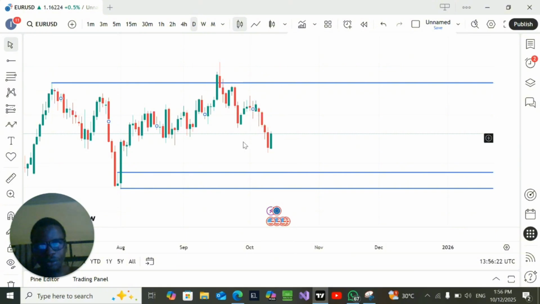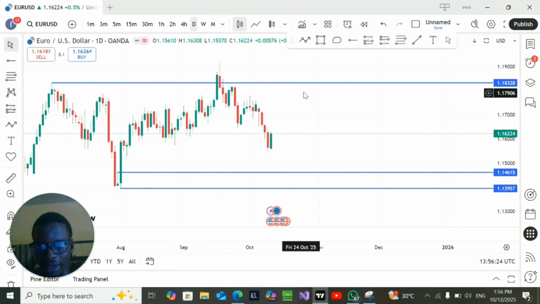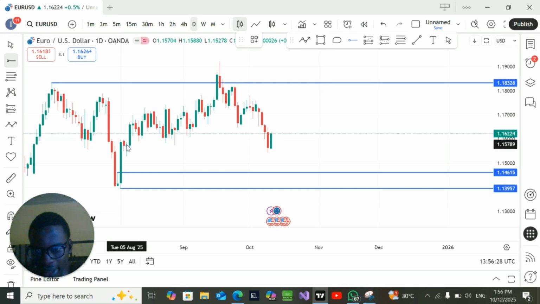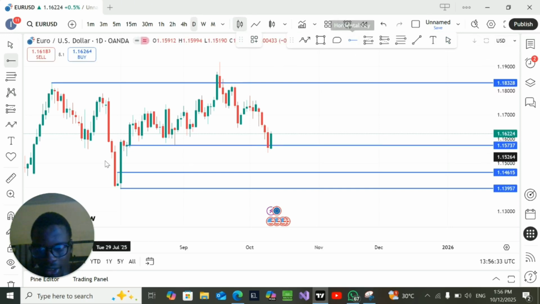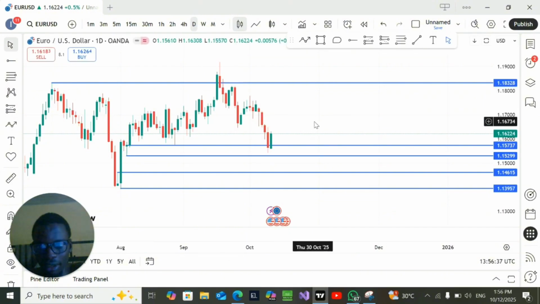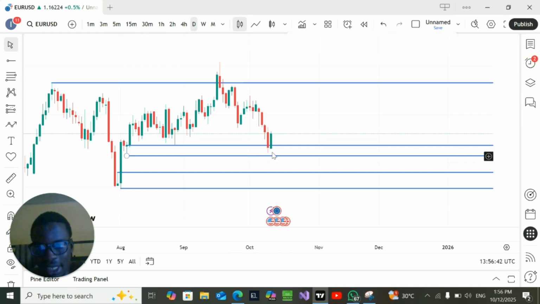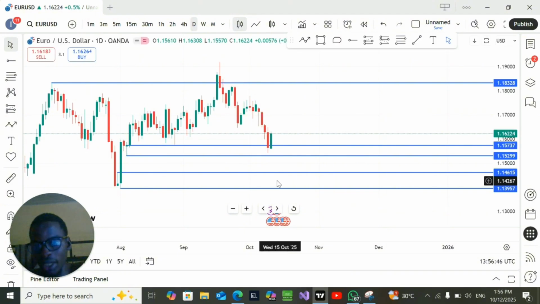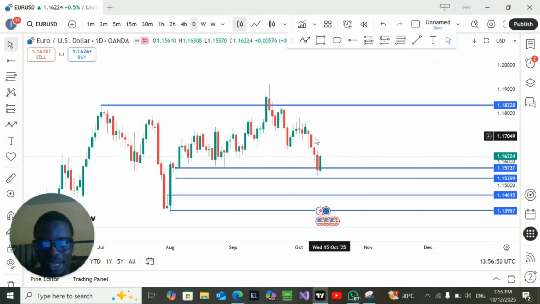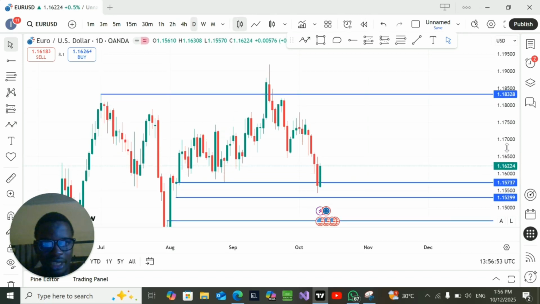Okay, so I can see that this market reacted to this demand here. This market is reacting to this demand here. So now when this market does not hold, then I'll be waiting for this. It will be a very good opportunity for me to buy around this zone.